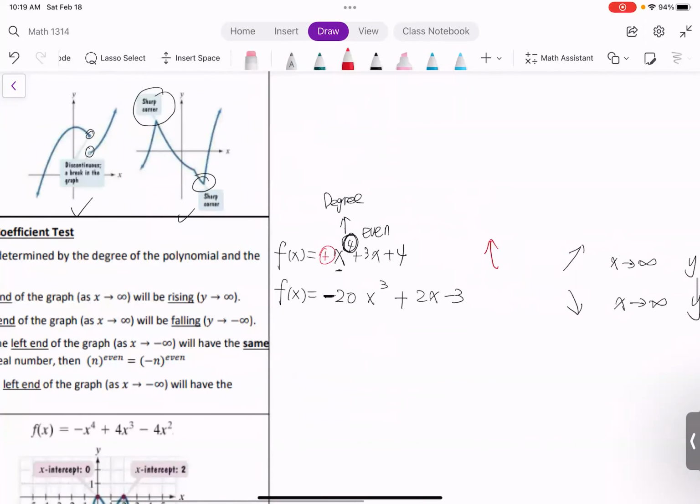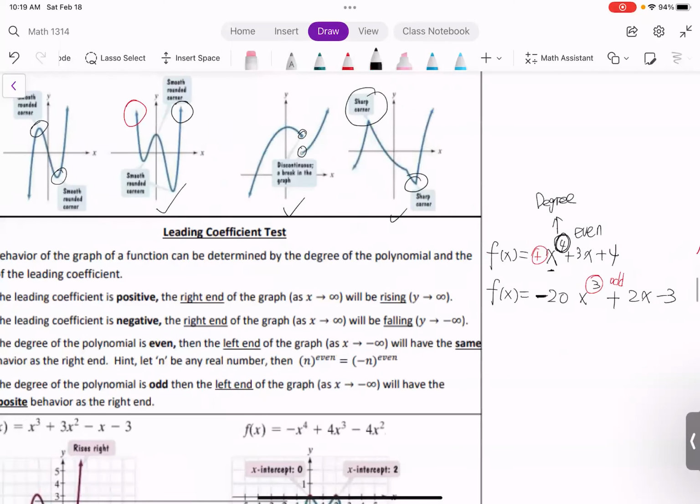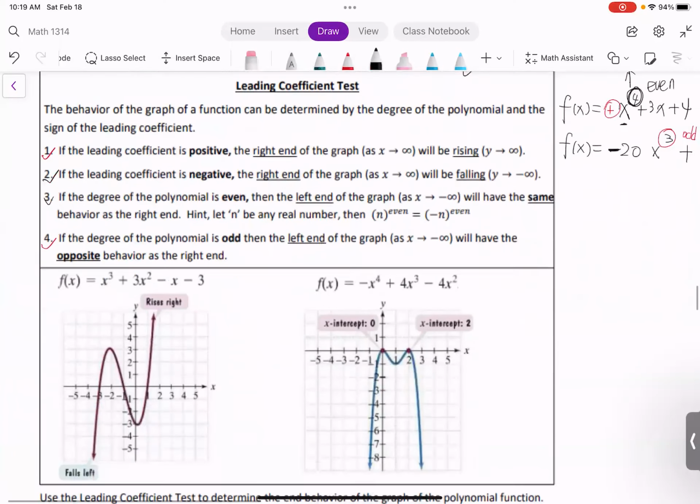The second function has degree 3, that's odd. So the degree is odd. Odd means different, opposite behavior. So the right is going down, then the left is going up. It's opposite of the other side. Okay, let's use these to decide.